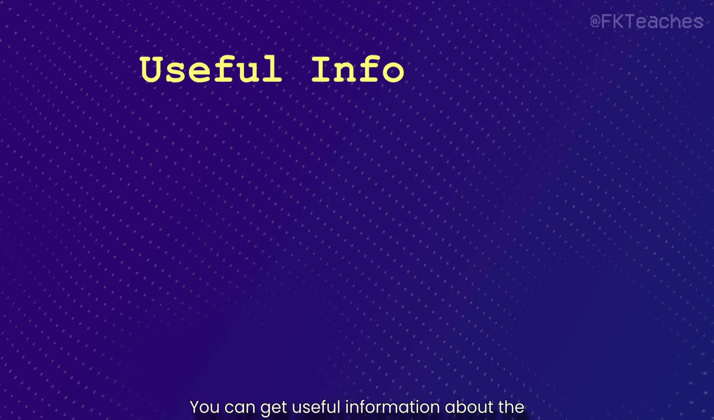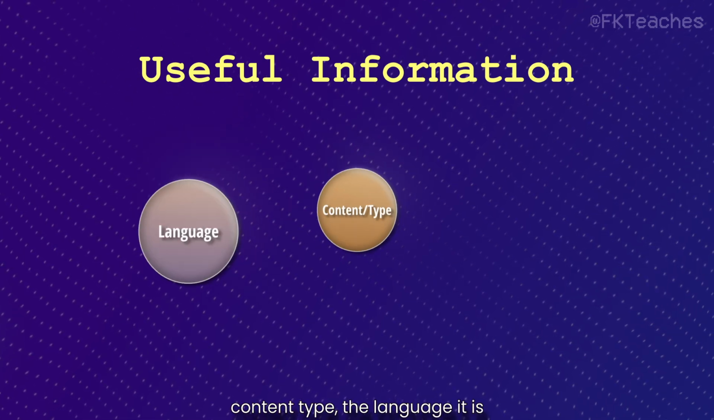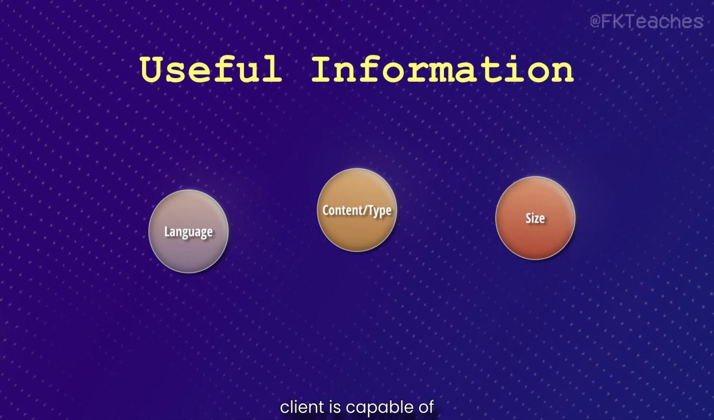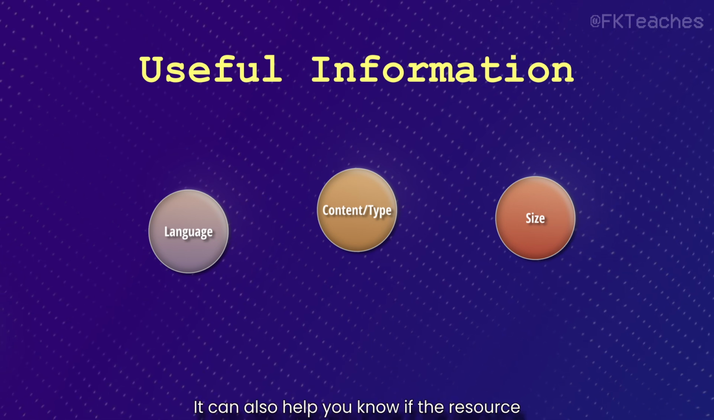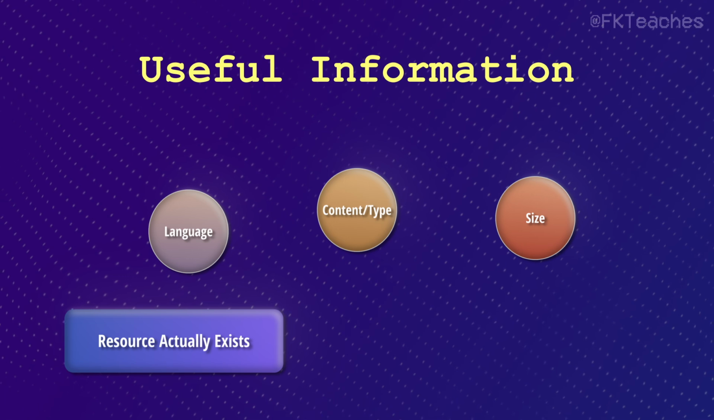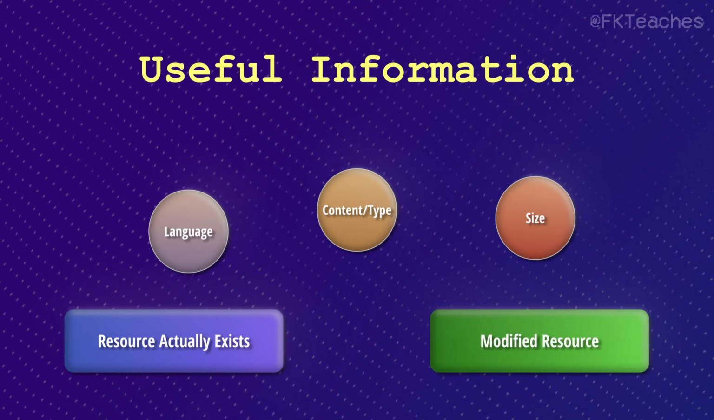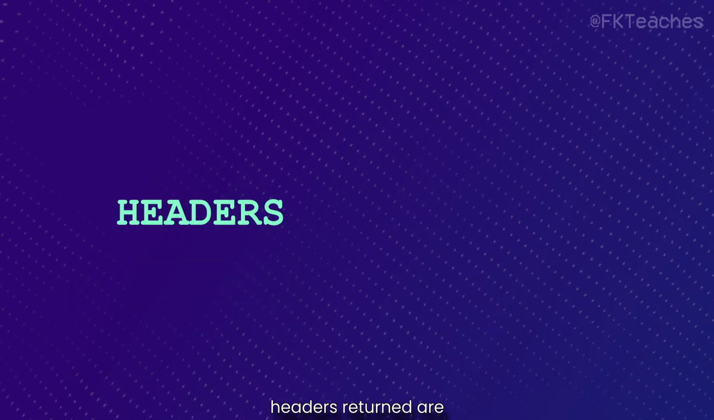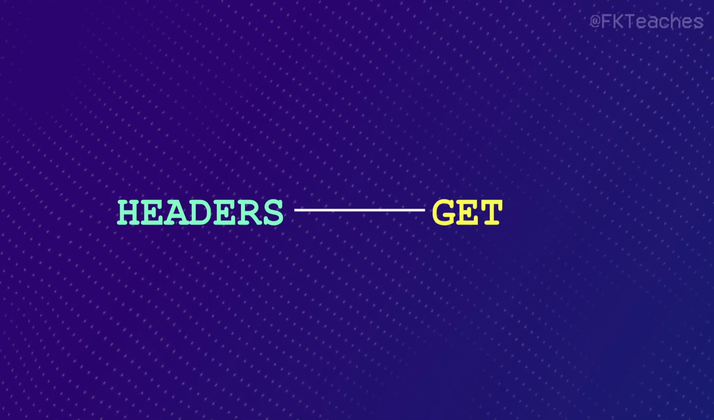You can get useful information about the resource, like its content type, the language it is returned in, and the size, to know if your client is capable of handling the resource. It can also help you know if the resource actually exists by looking at the status code, or if it has been modified by looking at the response headers. Server developers must ensure that the headers returned are exactly those that a GET request would also return.